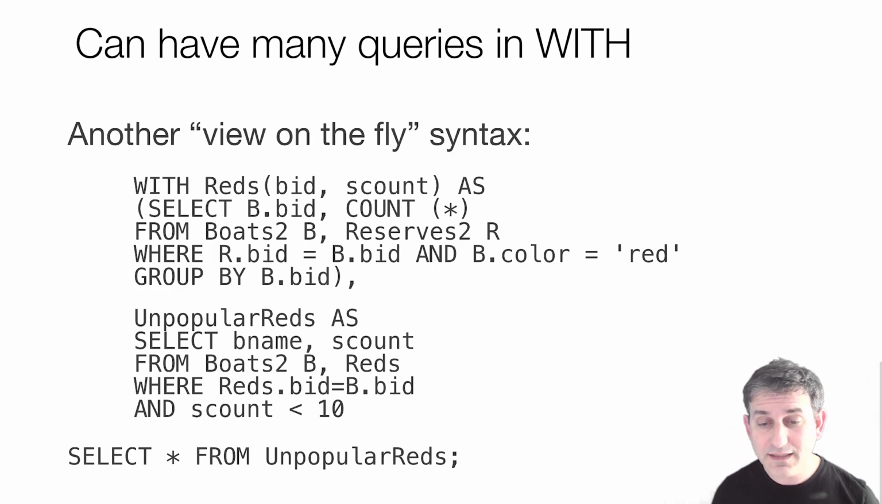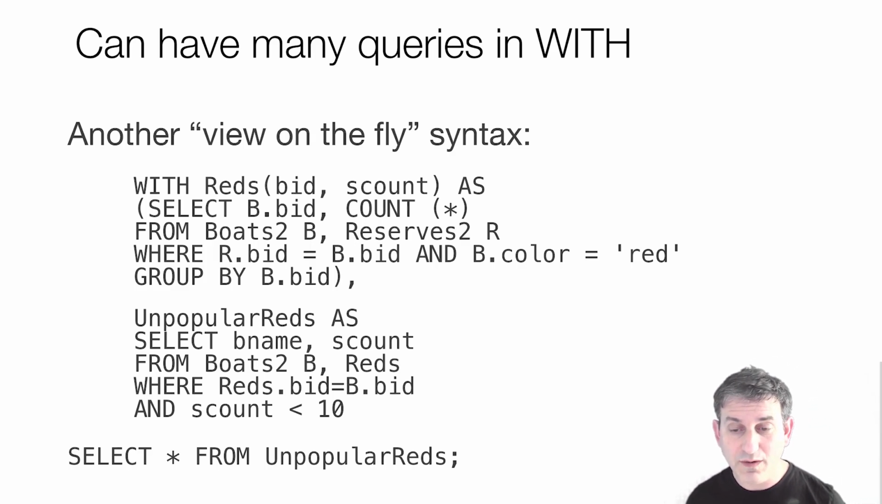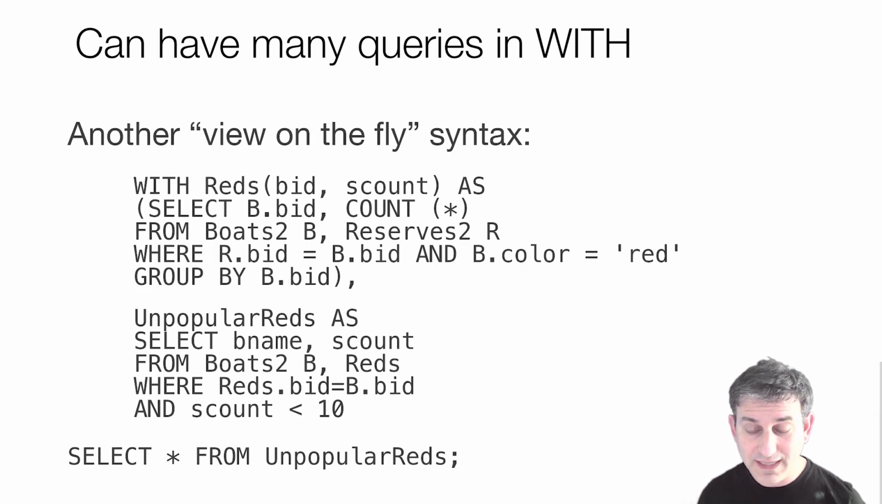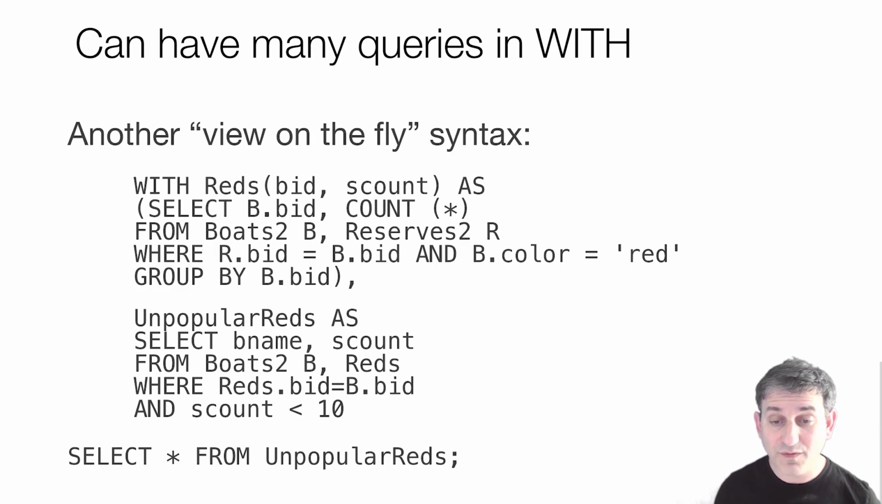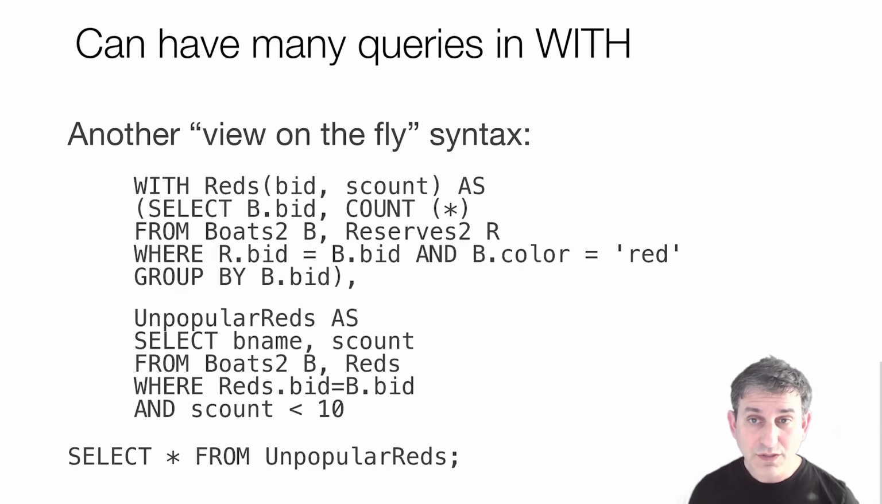Unpopular reds as, now we're joining boats b and reds, which we previously defined. So this is the red boats, and we're joining back with boats, with scount less than 10. We defined that as the unpopular reds, and now we can say select star from unpopular reds. So you can see these with clauses can be defined in sequence, and they can refer back to each other. This allows you to have a cascade of these sub-expressions, these sub-select statements, defined and reused later on.